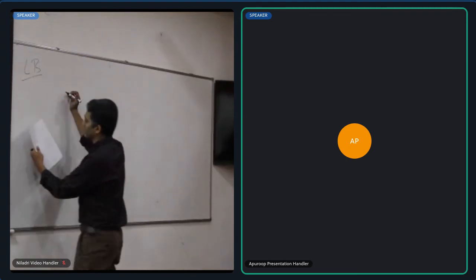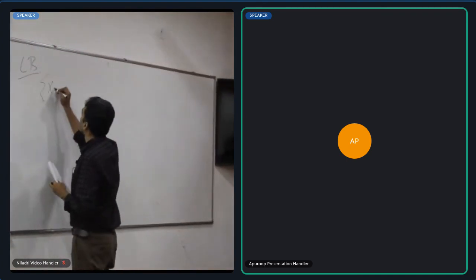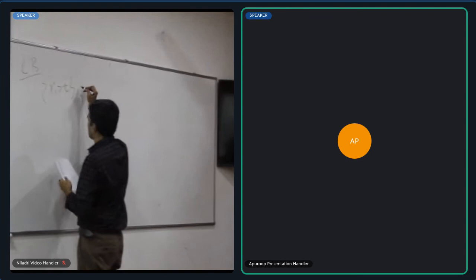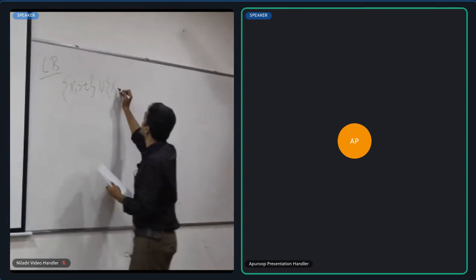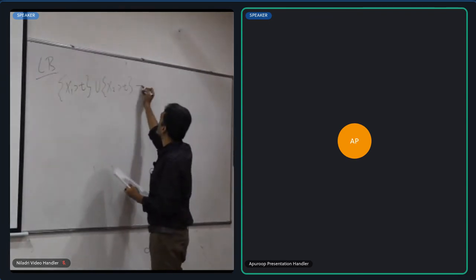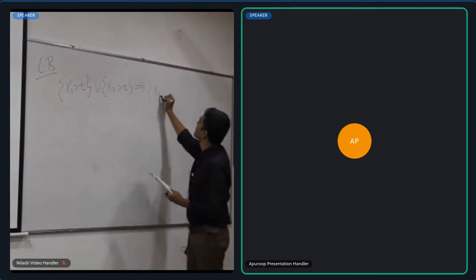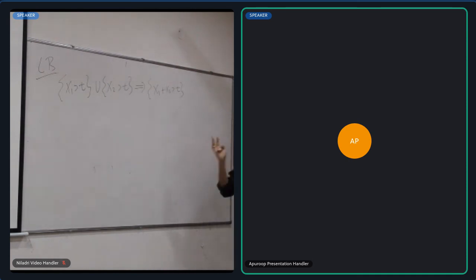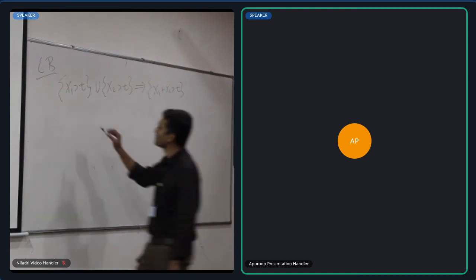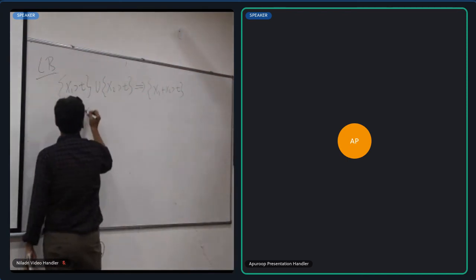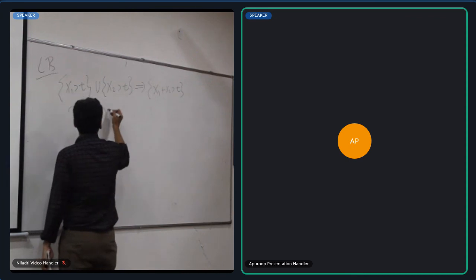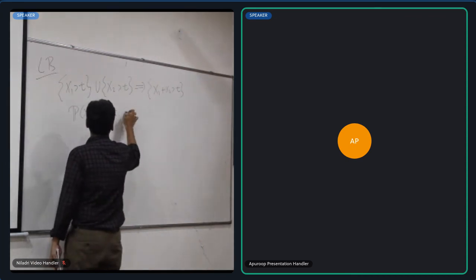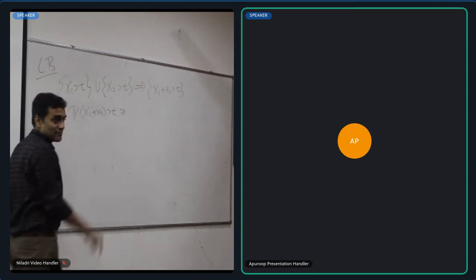The lower bound is basically based on the following observation, that the event x1 greater than t union x2 greater than or equal to t implies the event that x1 plus x2 is greater than t. This is obvious, right? We are working with non-negative random variables. If either one of them is greater than t, obviously the sum is greater. So therefore, the probability that x1 plus x2 is greater than t is greater than or equal to the probability of this left hand side.